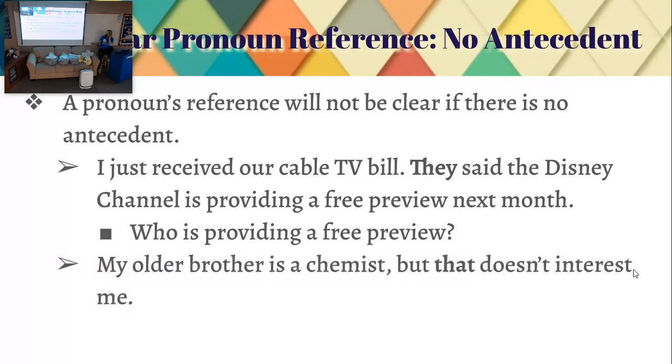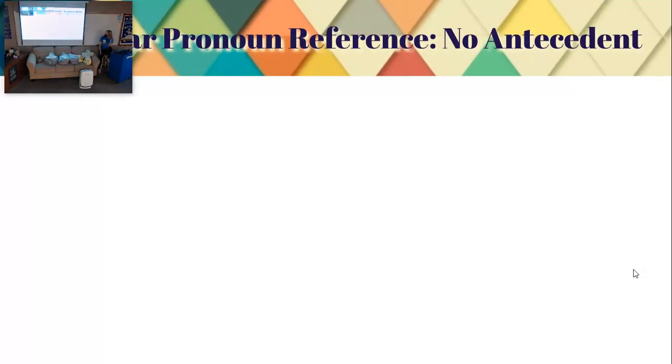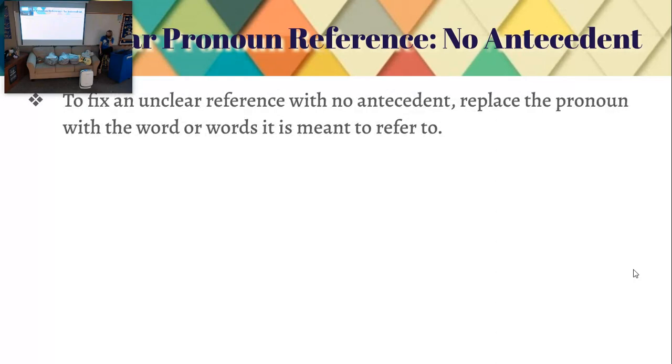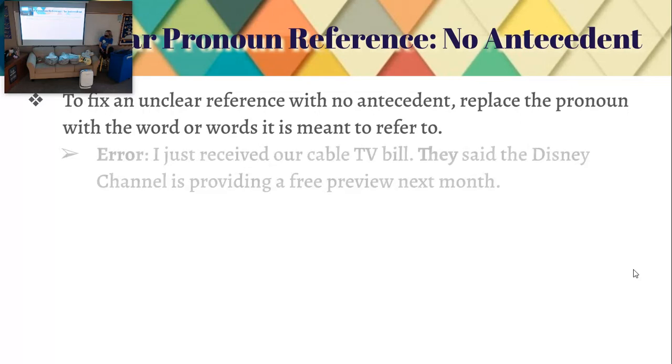Here's another one. My older brother is a chemist, but that doesn't interest me. Well, what doesn't interest you? Chemistry or your brother? We just really don't know. It doesn't have anything to refer to. To fix this type of problem where you don't have an antecedent, all you have to do is replace the pronoun with the word or words that it's meant to refer to.